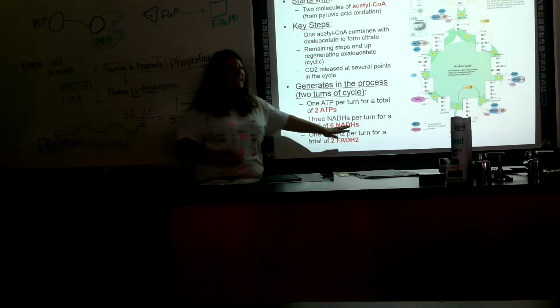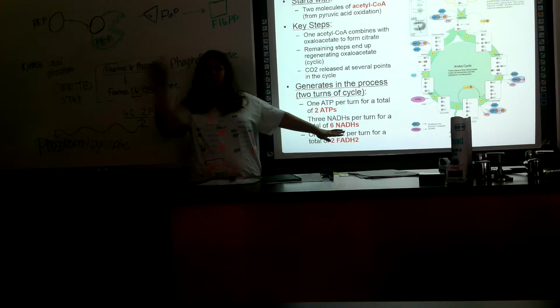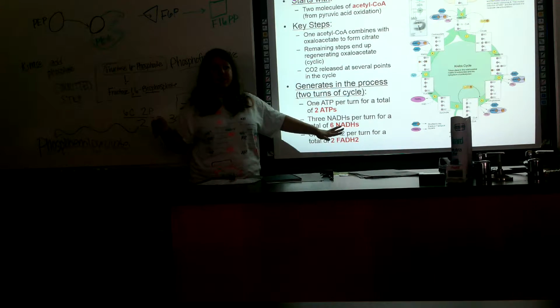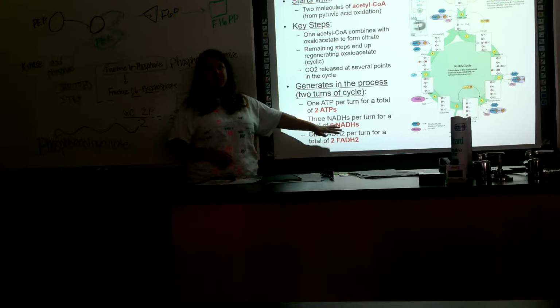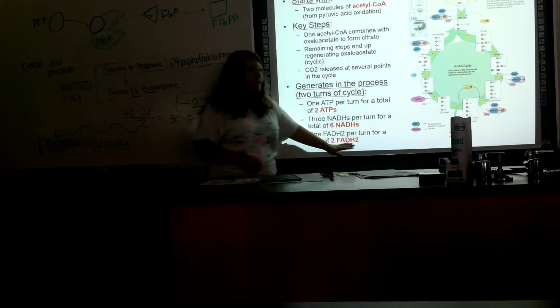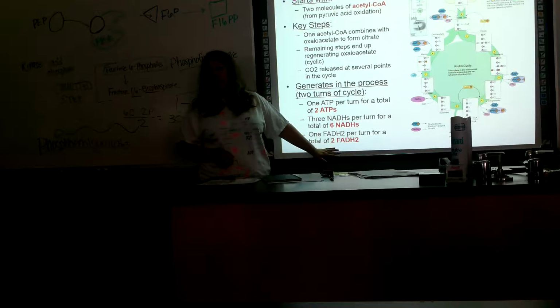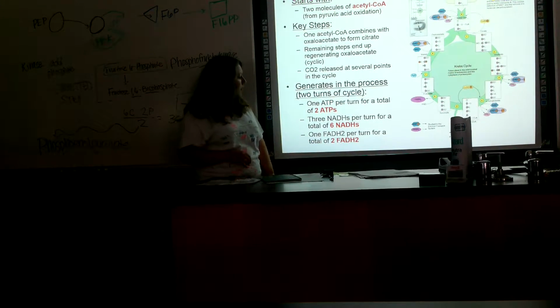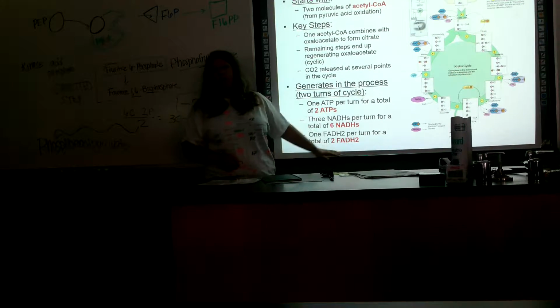We get 6 NADHs. That's way more than what we saw being made in glycolysis. So lots and lots of electrons being picked up. And 2 FADH2s also being made. So again, electrons being picked up. So we have 8 total electrons being picked up here.